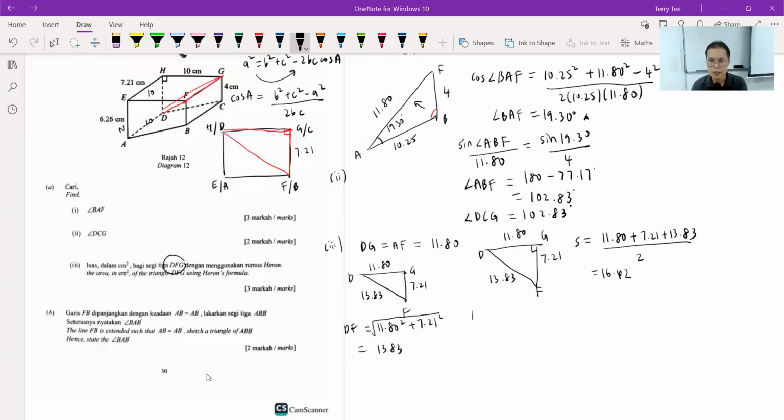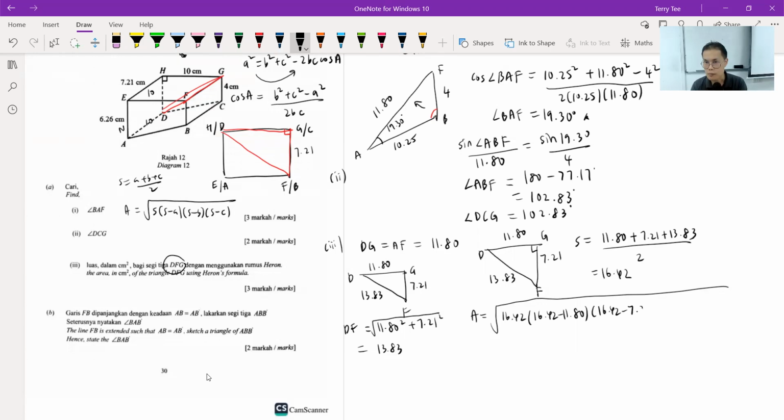Okay, and to find your area, we take the difference between each side with the semi-perimeter. Remember, the formula for Heron's law is S minus A, S minus B, S minus C. And your S is A plus B plus C over 2, the semi-perimeter. So your S here is 16.42. Let's take 16.42 minus your A, 11.8.